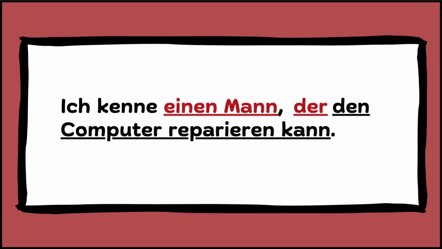Zum Beispiel, in the Hauptsatz, the noun einen Mann is accusative, right? But in the Relativsatz, we use the nominative Relativpronomen der, because it is this person, this pronoun who is doing the action, repairing the computer, yeah? So that is something you need to pay attention to.